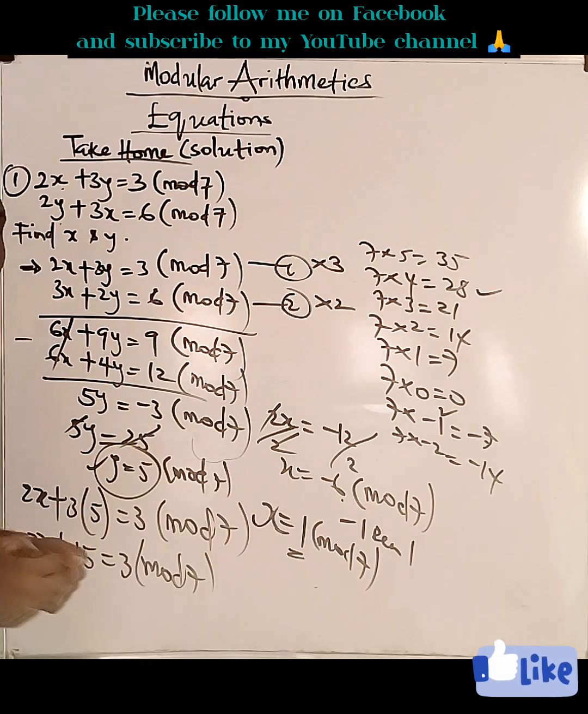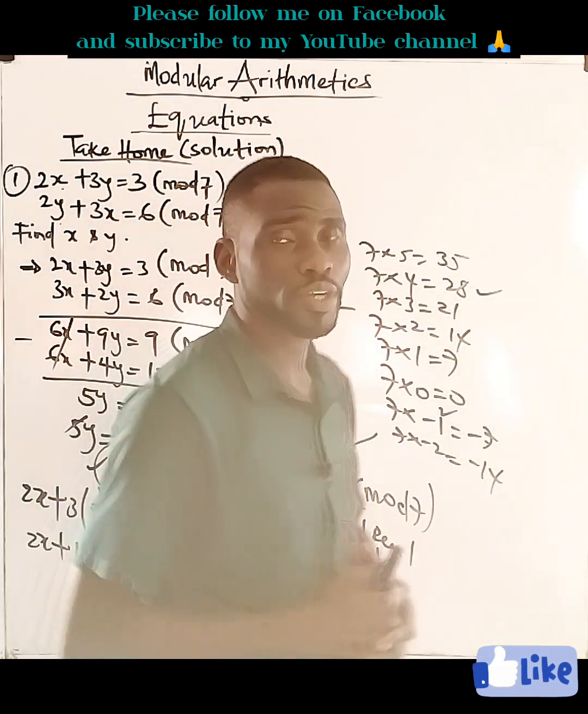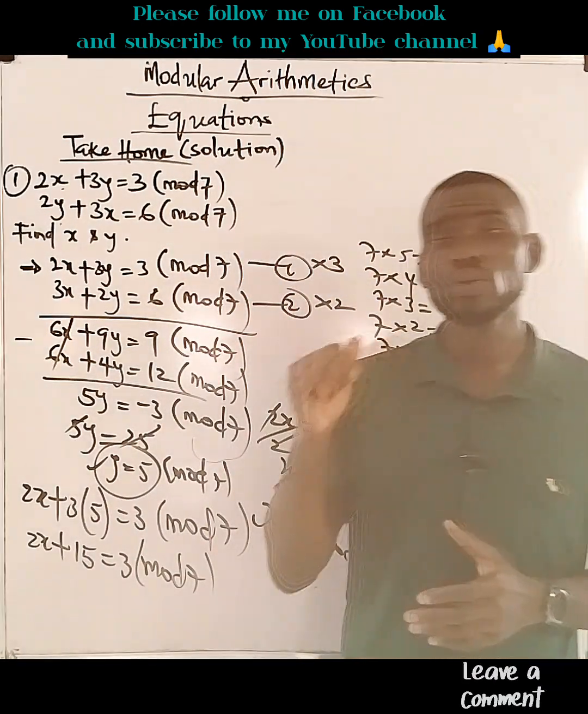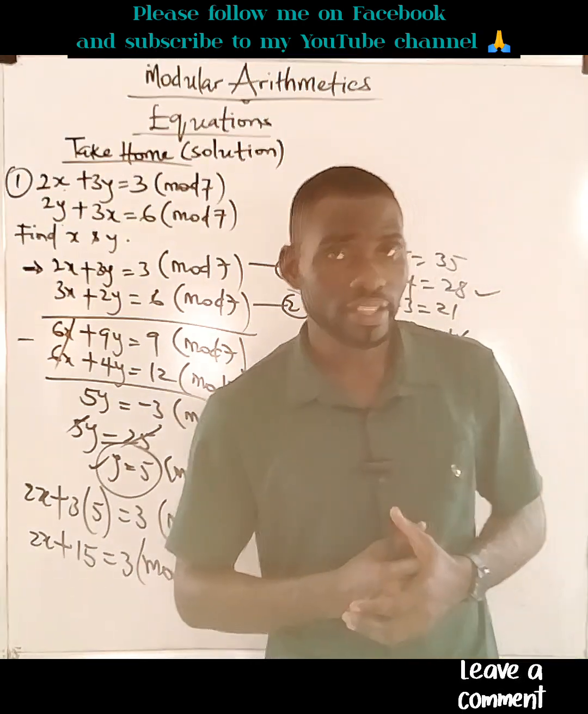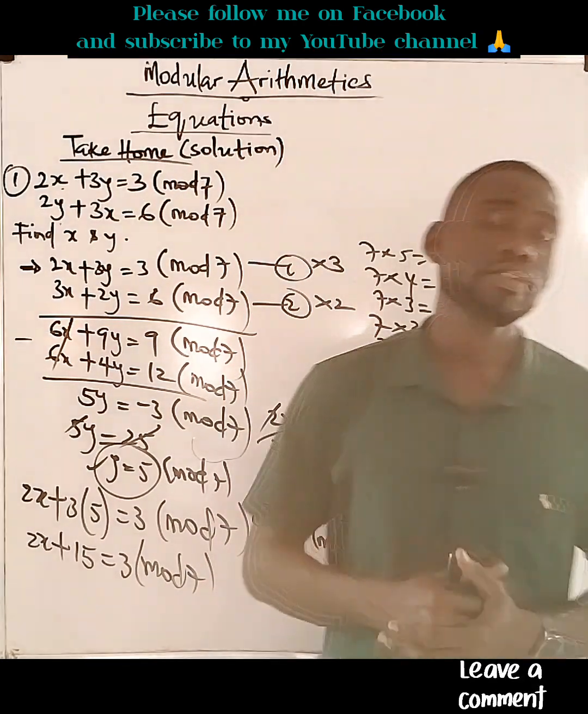We solved for the value of x and y in this simultaneous equation using the elimination method. Don't forget they're both in modulo 7. So I'm very sure that a couple of people got this very question right. It's very easy. So we've come to the end of today's lesson.